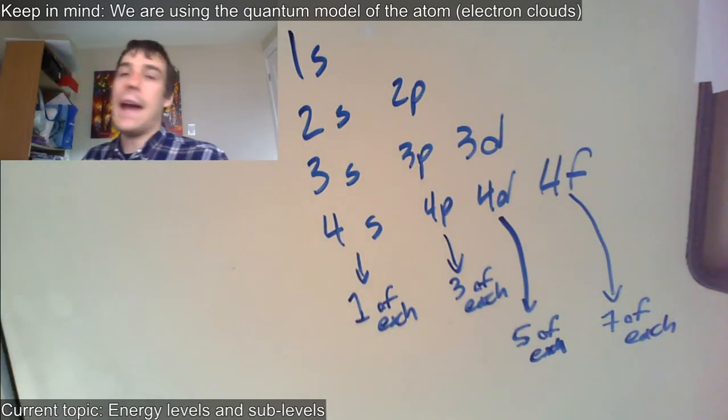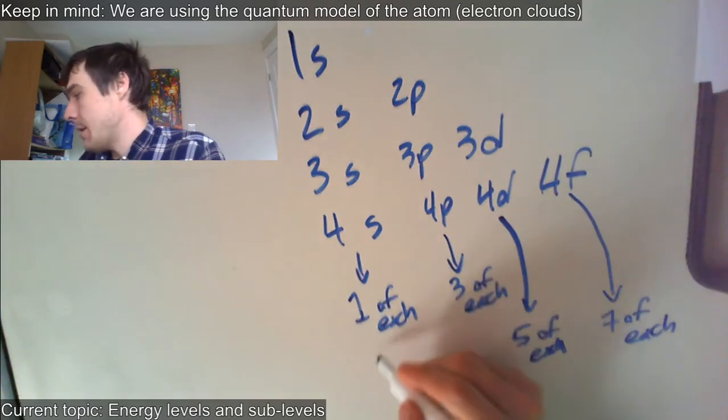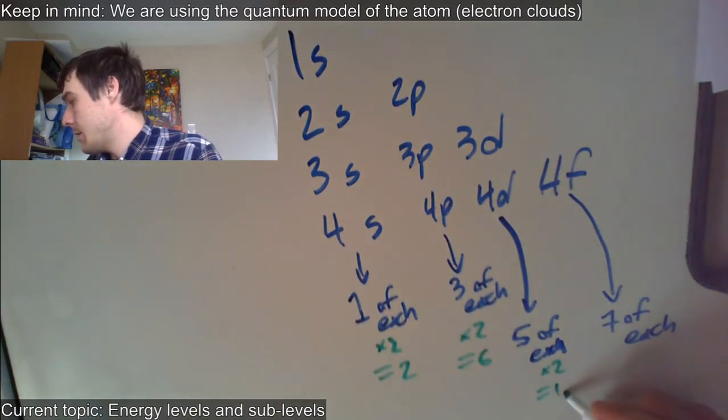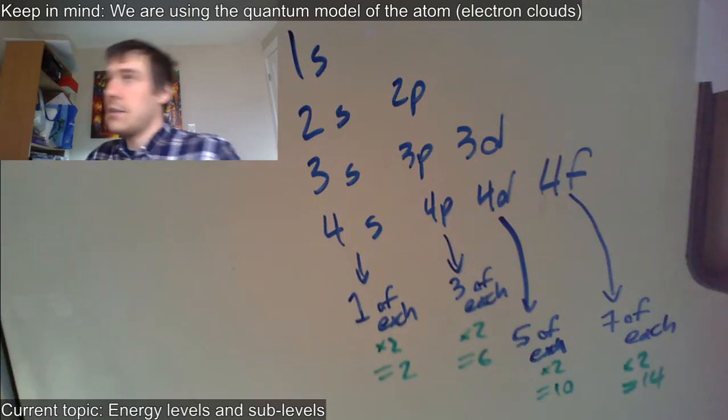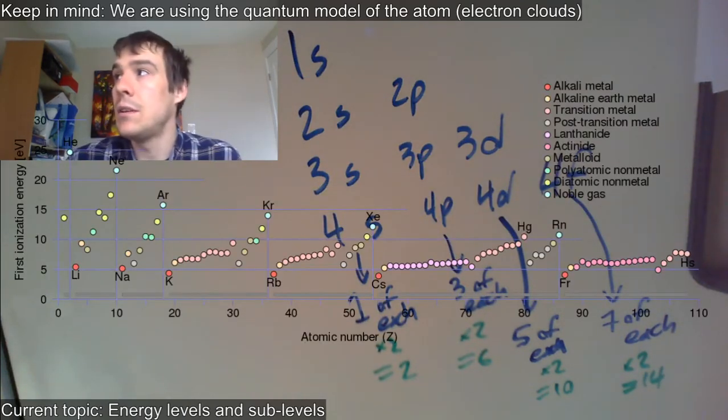And then within that, you can have 2 electrons in each actual orbital. So 1 times 2 equals 2, 3 times 2 equals 6, 5 times 2 equals 10, and 7 times 2 equals 14. And that, they theorized, is where this pattern comes from, where it's 2, and then 2, and then 6, 2, and then 6, up and then down, and then up 6.